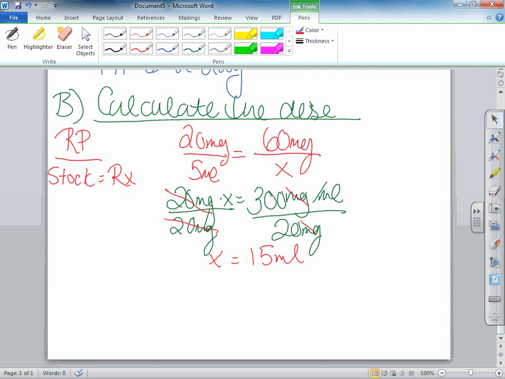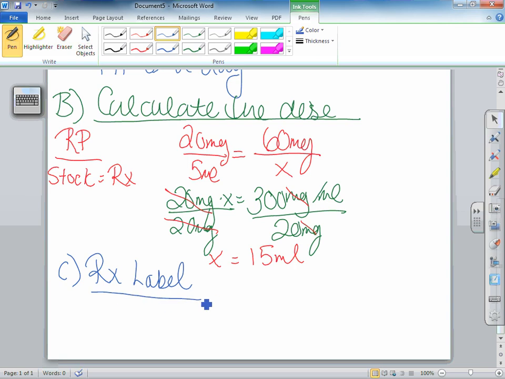All right, so the next thing I want you guys to do is not on here, but I want you guys to provide the RX label based off of your calculations and your interpretation of the order. So it will read, again, this medication is not for a child, so I'm not going to use the verb give, but I am going to say take. And in this case, 15 milliliters is equivalent to 1 tablespoon. So I'm going to say take 1 tablespoon. But in parentheses, I'm going to put 15 milliliters.